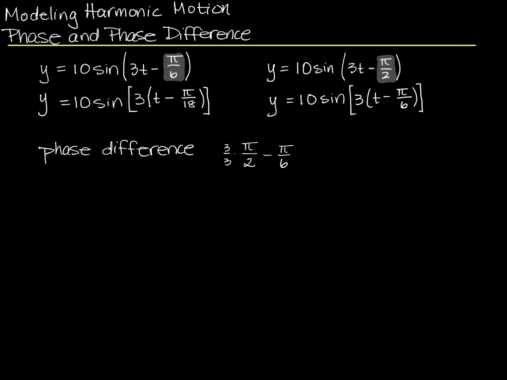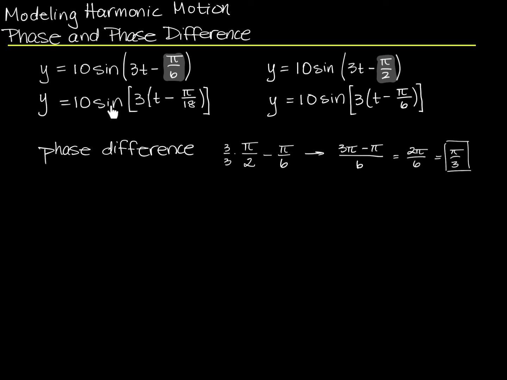Now I'm multiplying by 3 here just to get a common denominator. This gives me 3 pi over 6 minus 1 pi over 6. So I can combine those. That's 2 pi over 6 or pi over 3. This is my phase difference.